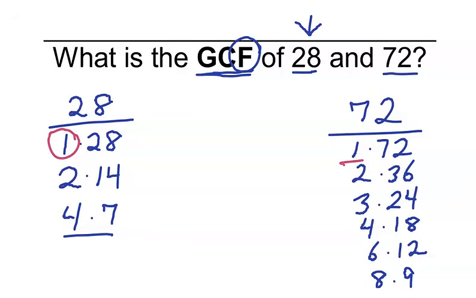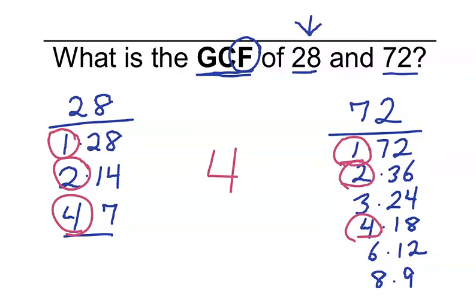So we have a 1 on both sides. We have a 2 on both sides. Let's see, there is a 4 on both sides. Is there a 7 or a 14 or a 28? Nope. So the largest number that's on both sides is the number 4. So the greatest common factor of 28 and 72 is 4.